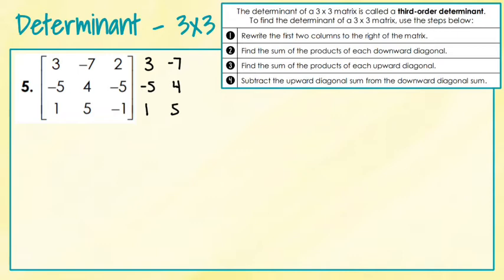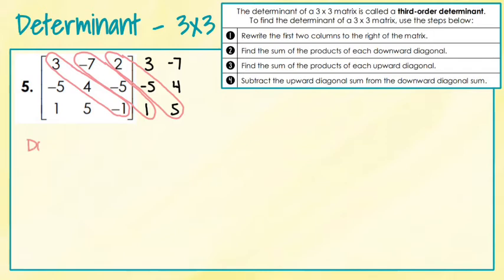I'm going to try and color code these to make it a little bit easier for you to understand exactly what we're doing. So the first thing that we want to do is find the sum of the products of each downward diagonal. So this sounds confusing, but we want to find the diagonals that start at the top and go to the bottom. So if we start here with the 3, we want this one, and this one. So we're calling these the downward diagonals because they start at the top on the left and they go down.